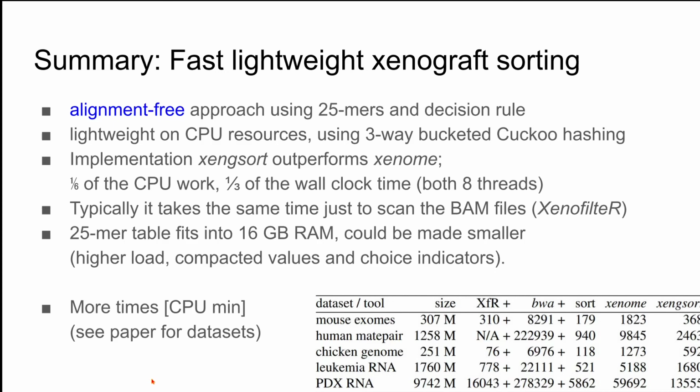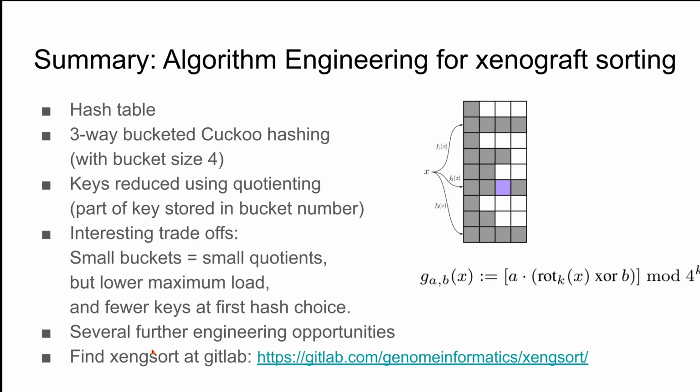Now our table can fit into 16 gigabytes of RAM, so the approach can be used on a standard desktop computer. We summarize again the algorithm engineering aspects, so we can really recommend the 3-way bucketed Cuckoo hashing with a bucket size of 4 to store many k-mers in a compact and fast accessible way. So we get the table small by using the quotienting technique, where we store part of the key implicitly in the bucket number. We can use smaller or larger buckets.